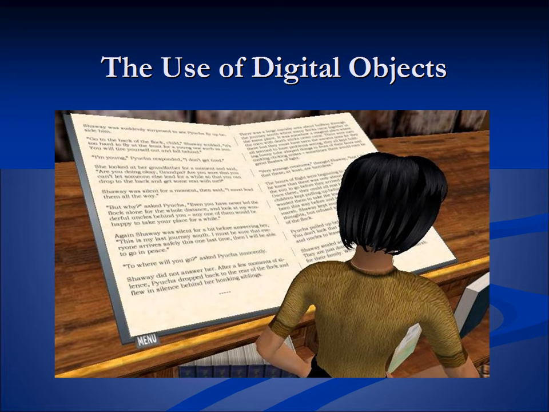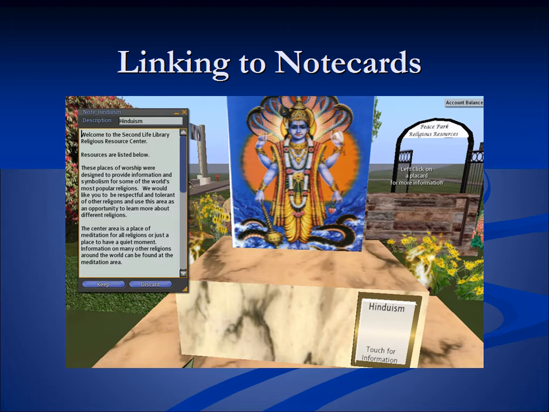They make their library resources available through interactive digital objects such as this book that's readable on screen. Objects are clickable, such as this graphic poster on Eastern religion, which delivers a pop-up note card with more information that can be saved to inventory and referred to later.